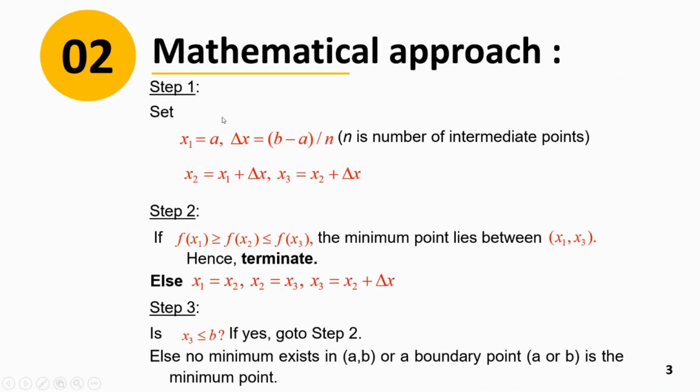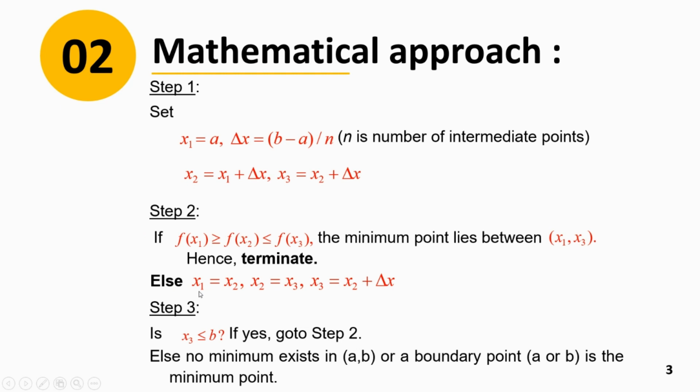In step 1, we'll assume a and b are the lower and upper bounds respectively, and we'll assume x1 is equal to a, x2 is equal to x1 plus del x, where del x is (b minus a) by n, and x3 is equal to x2 plus del x. In step 2, we will find f of x1, f of x2, and f of x3. If f of x1 is greater than or equal to f of x2, which is less than or equal to f of x3, then the minimum lies between x1 and x3, and hence we'll terminate the function. Or we'll go to the else condition.